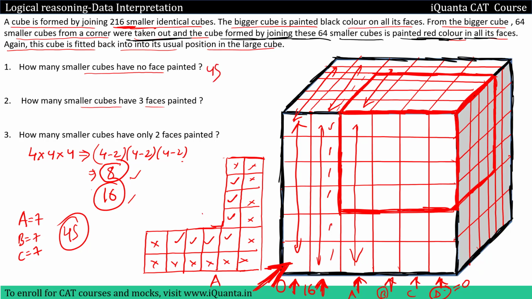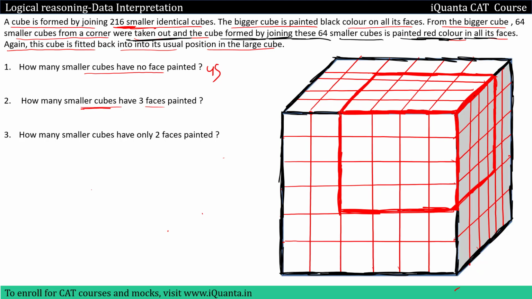Let's try to solve the next one now. The second question is how many smaller cubes have 3 faces painted. So first of all, we'll count all the corners. In the small cube we have 8 corners, so 8 cubes will come from there. And in this bigger cube we have 1 2 3 4 5 6 and the 7th corner at the back side, which is not visible to us. So 7 corners will be from here. So that's it. 8 plus 7, that means we'll have 15 such cubes.